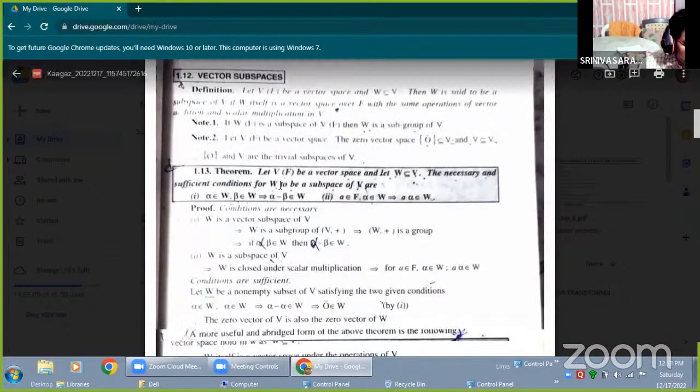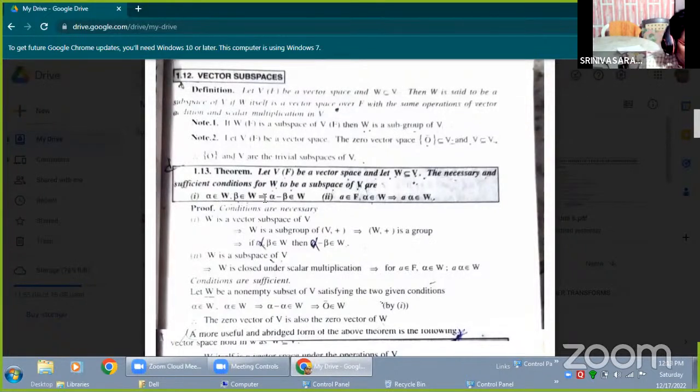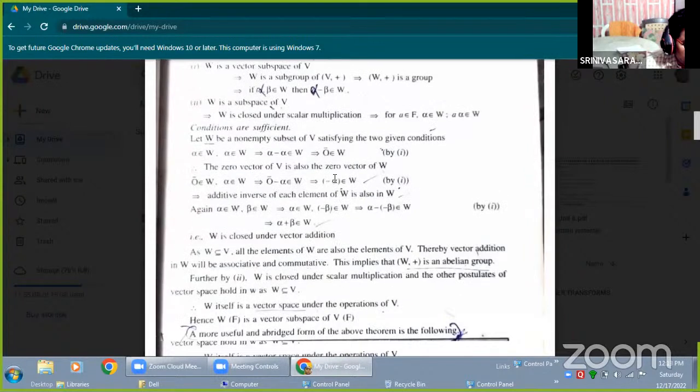Now the condition is applied here, replacing beta by alpha, giving alpha minus alpha. Now we get the additive identity. So the vector is the zero vector, the additive identity, and the same zero vector also belongs to W.